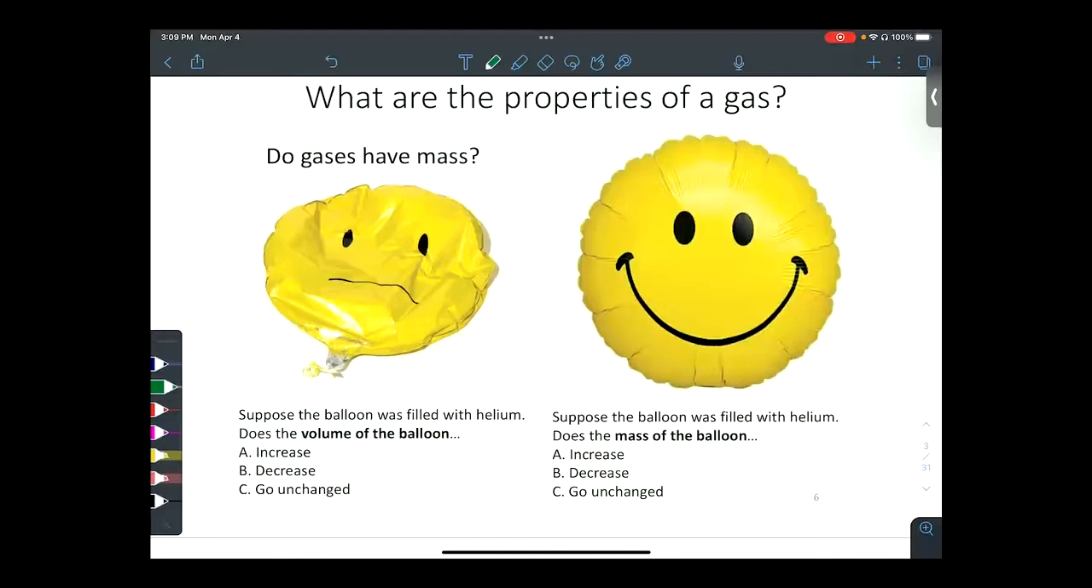Okay. What about mass? What if we do the same thing? What if we fill up an empty balloon with helium particles, like from our helium canister, how does the mass change? Does it increase, does it decrease, or does it stay the same?